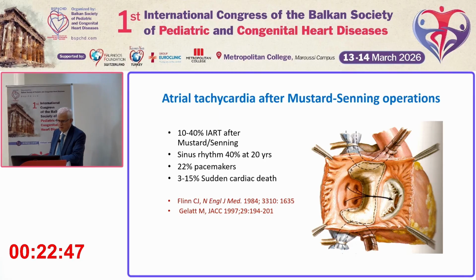As you can see, the superior vena cava and inferior vena cava are baffled to the left atrium, and the pulmonary veins to the right atrium. And this creates a very large volume of scar, and also with the high pressures, then the hypertrophy of the atria, the perfect substrate is created for development of arrhythmias.